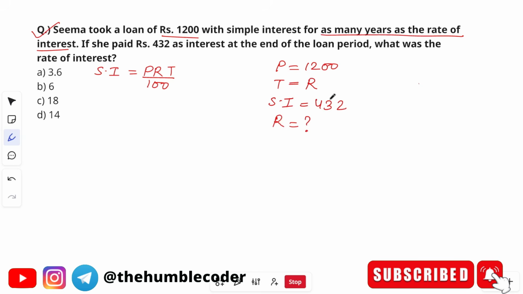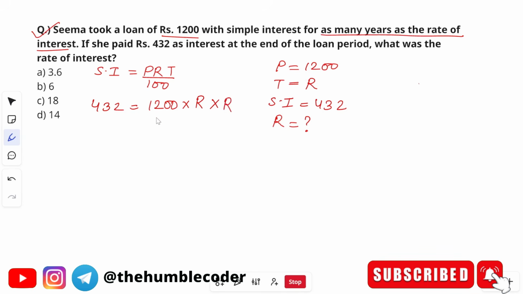Let's substitute all these values in the given formula and let's try to find out the solution. First of all, the simple interest value that we have is 432. So I will put 432 over here. Then the principal amount that I have is 1200. So 1200 over here. R is the value that I need to calculate. So R I will put as it is. And the T value is given to me in the question that T is equal to R.